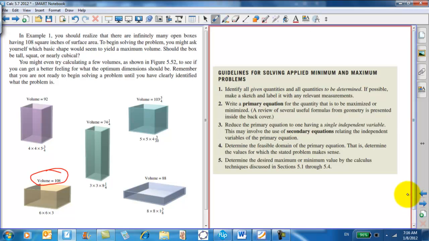So here's your guidelines. I talk about some of these things, the primary and secondary equation. Figure out what all your given quantities are and what quantities you have to be determined. Sketch with label measurements if possible. The primary equation is the thing you're trying to optimize, whether you're finding a maximum or a minimum. Now, I'll have the geometry formulas and volume formulas that go beyond some of the basic boxes and squares and so forth. So don't worry about memorizing a lot of formulas. If there's something huge in a problem, I'll have that available.